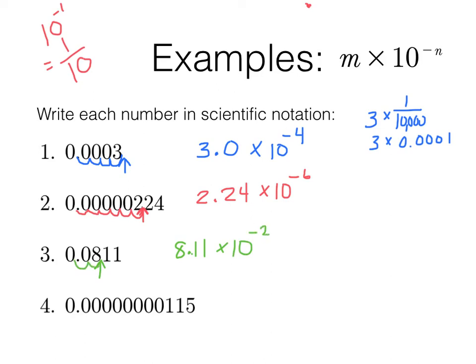Last one of these on this slide. Decimal point goes after the first 1. So decimal part of the scientific notation, 1.15. How many places moved? 1, 2, 3, 4, 5, 6, 7, 8, 9. So times 10 to the negative 9.